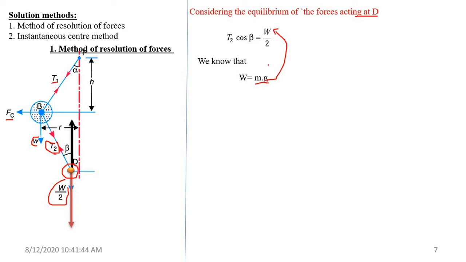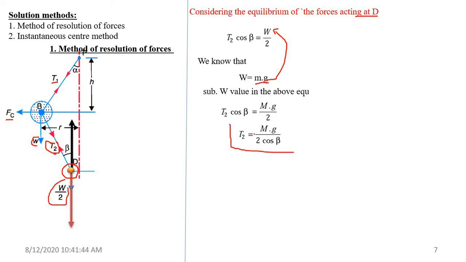So next, substitute the W value in the above equation: T2 cos beta is equal to mg divided by 2. So T2 is equal to mg divided by 2 cos beta. That is equation number 1.